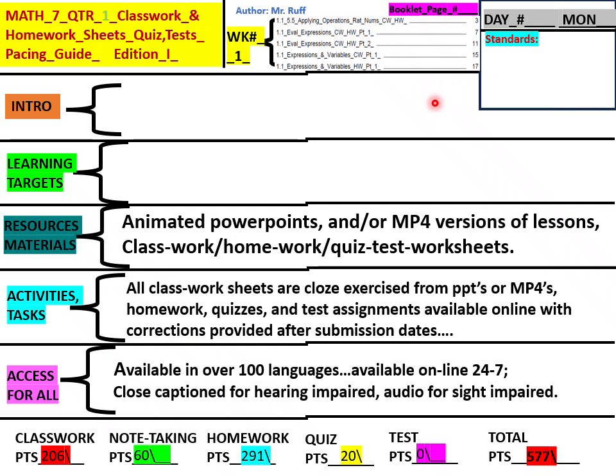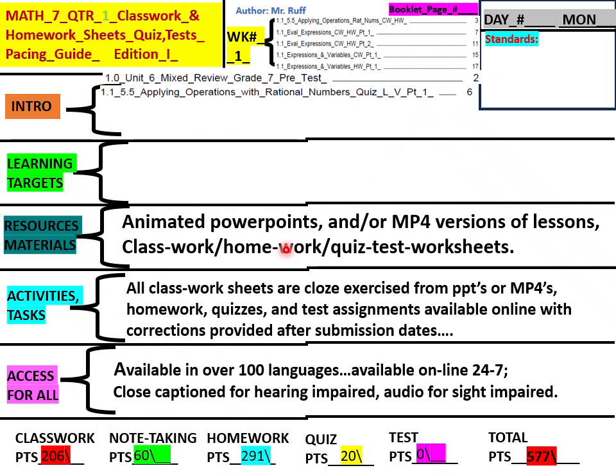Our standards for Week 1 we'll get to after I mention here. We have a pretest, our Grade 7 Quarter 1 pretest. And then we go into the applying operations with rational numbers quiz. So we have a pretest and a quiz for Week 1.